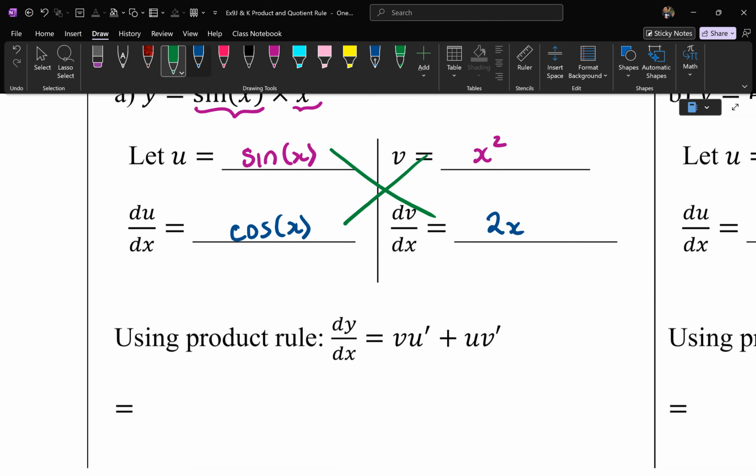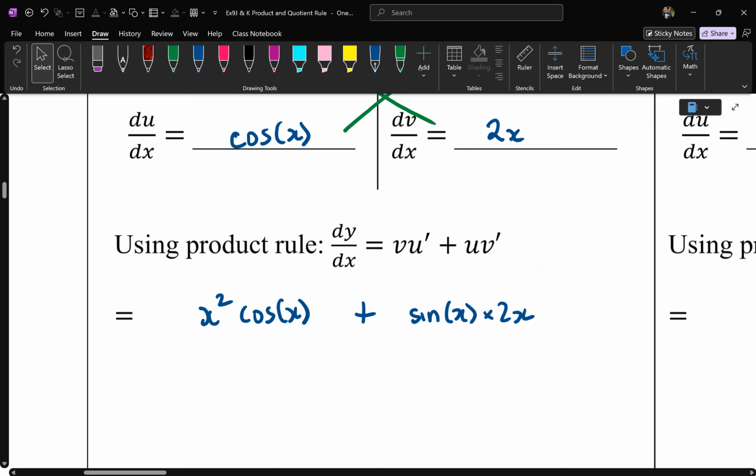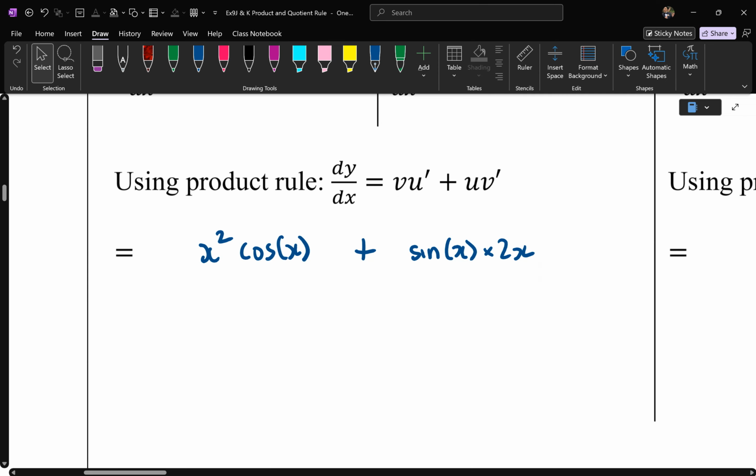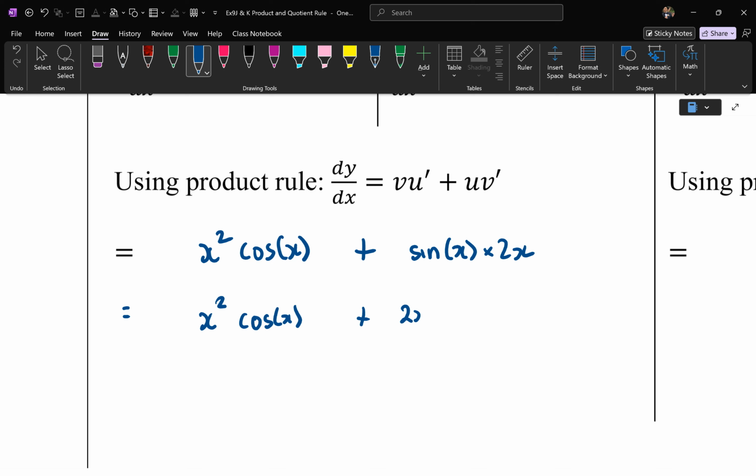So I would then write x squared, which is my v, times u dash, which is cos of x. Maybe I'll take away the brackets to make it easier. Cos of x plus u, which is sine of x, multiplied to 2x. That gives me x squared cos of x, and I like to write the x's at the front, so I'm going to write 2x sine x.